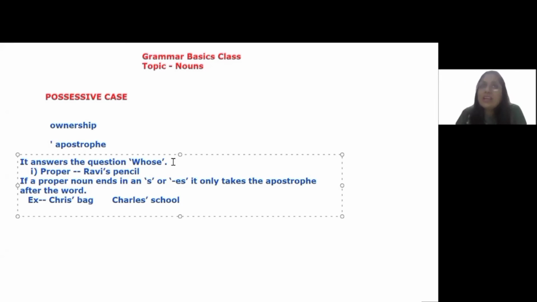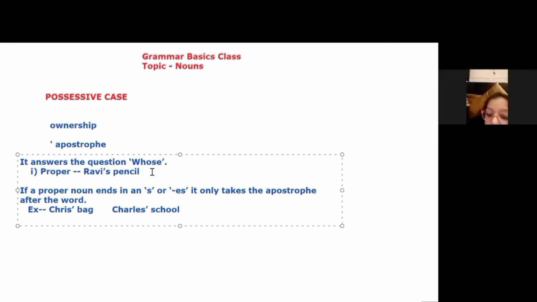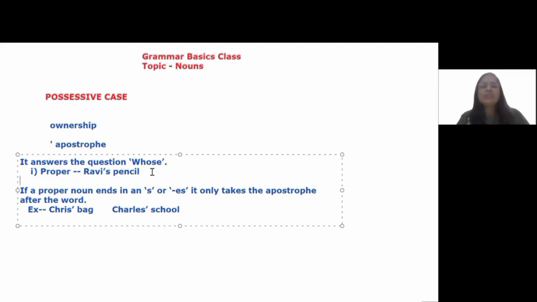If it is the name of a person, I put an apostrophe and S after the name, and that indicates ownership. So I say Ravi's pencil. All right, this much is easy, but the place where a lot of people make an error is where the proper noun ends in either S or ES. Many people write it like this.